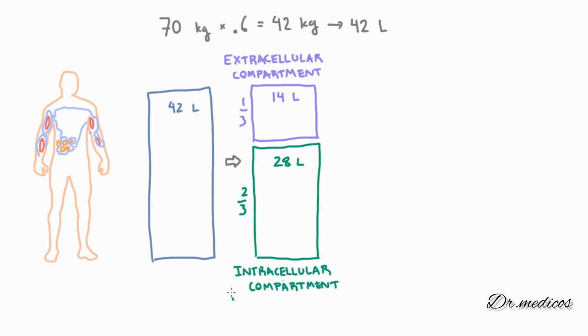At the same time, it might seem weird to talk about one intracellular compartment because we have trillions of cells. And so really, you might think that we have trillions of little compartments. That's technically true, but because the inside of all cells is very similar in terms of fluid and ions and solutes, we like to think of all those cells collectively as one compartment.